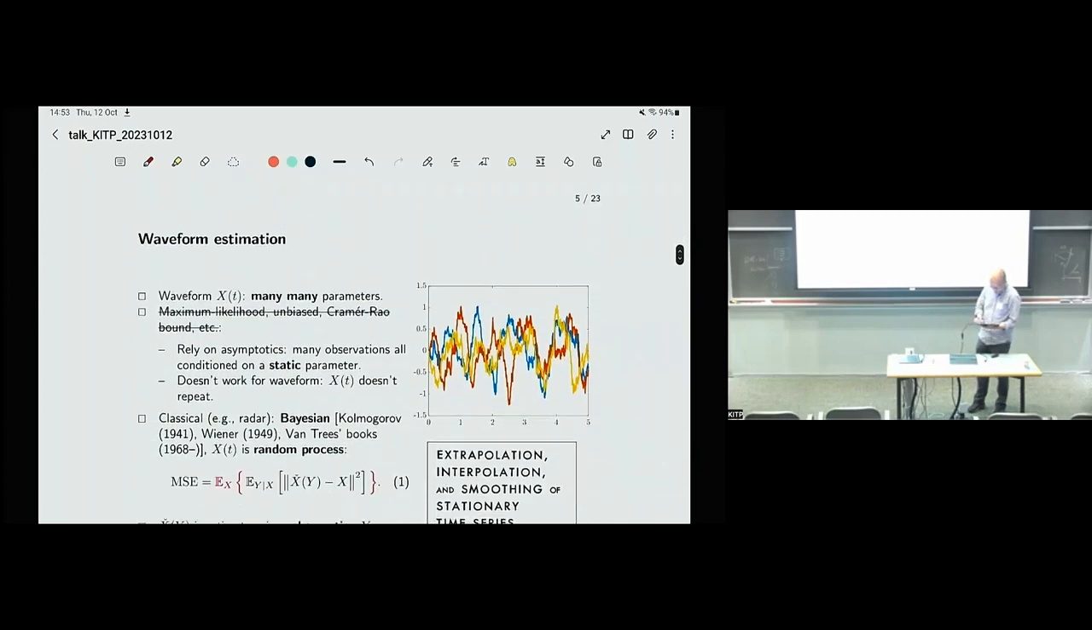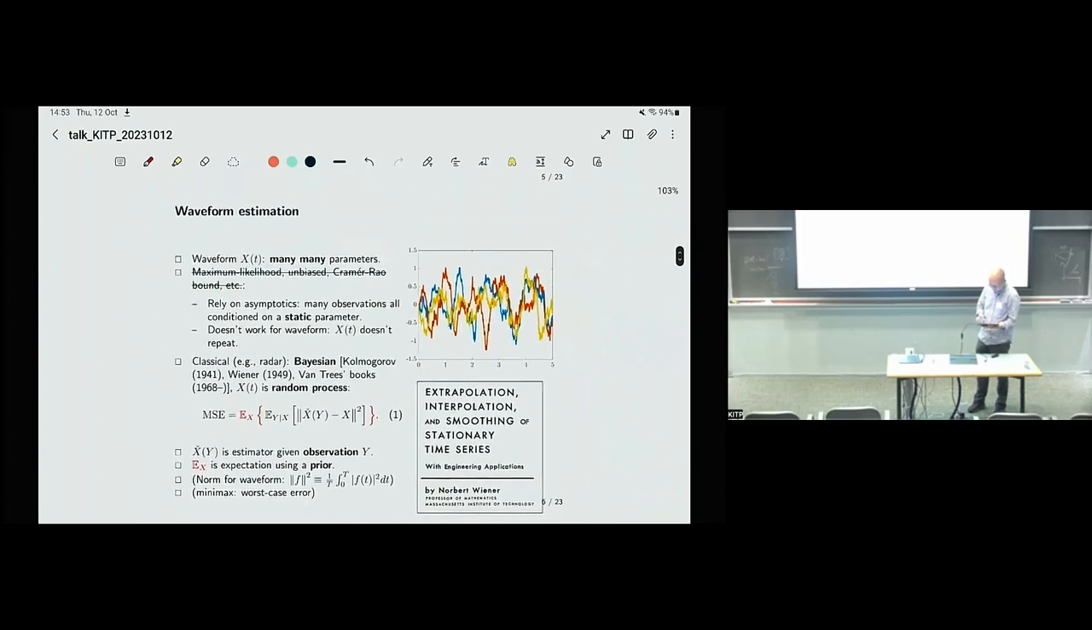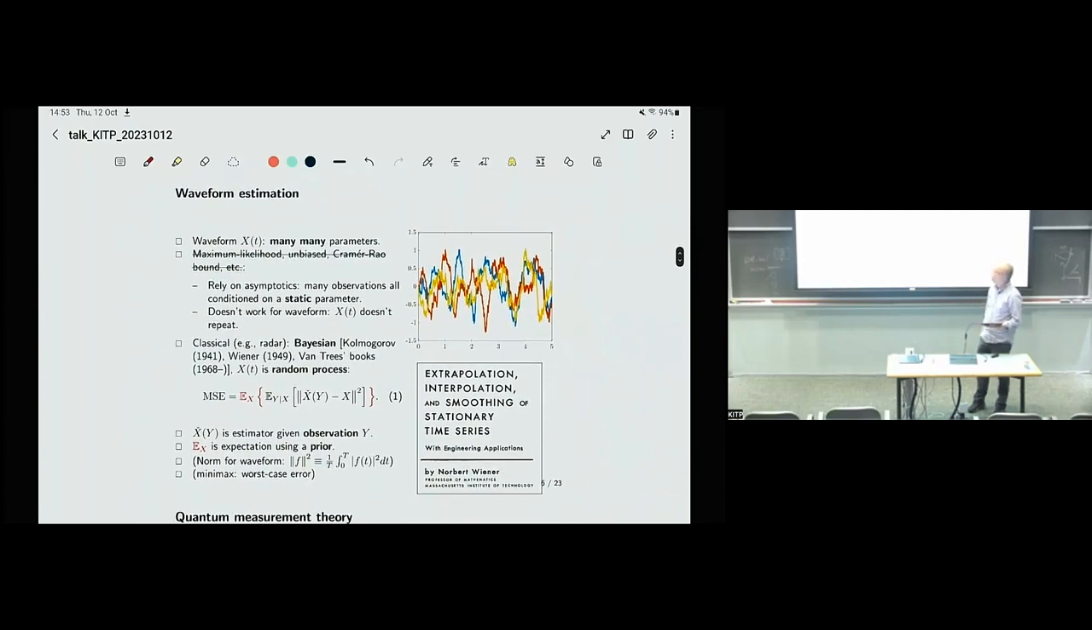Okay, all right, so waveform estimation. The first thing you need to realize is that this is a parameter that is changing in time. There are actually many, many parameters. It's changing all the time, right? At each time, the parameter is changing to a different value. So there are many, many, many parameters, and you could even argue that it's infinitely many parameters, okay?